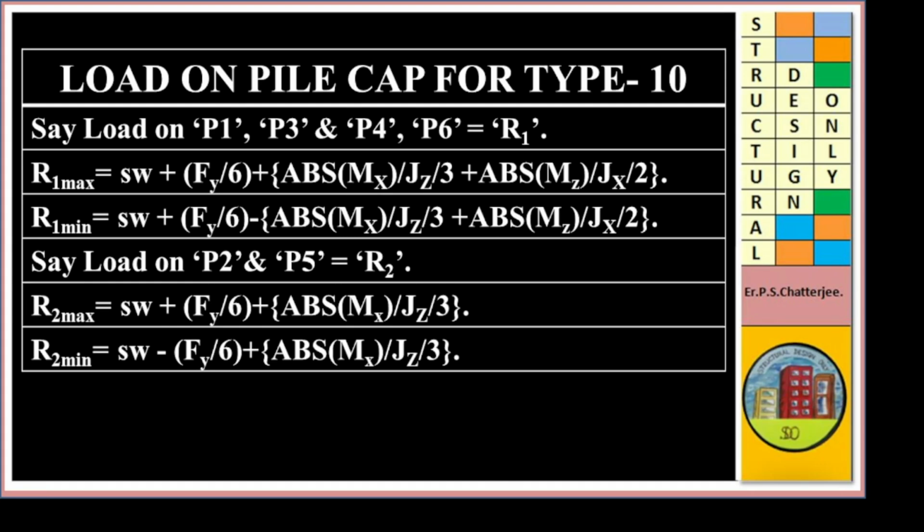R1 minimum is equal to small sw plus Fy by 6 minus absolute Mx divided by Zz by 3 plus absolute Mz divided by Jx by 2. Say load on P2 and P5 is R2. R2 max is equal to SW plus Fy by 6 plus absolute Mx by Zz by 3. R2 minimum is equal to SW minus Fy by 6 plus absolute Mx by Zz divided by 3.